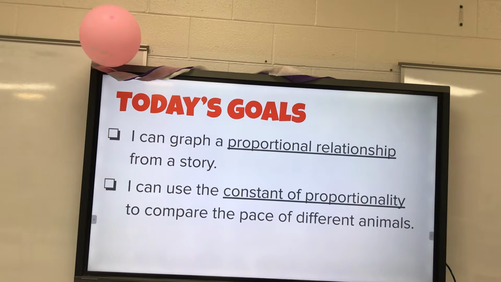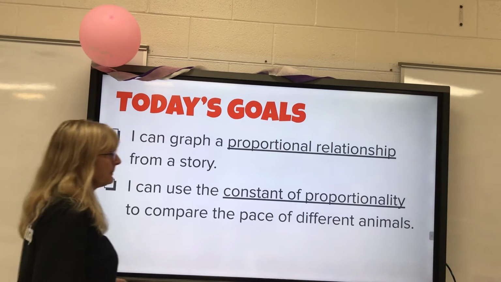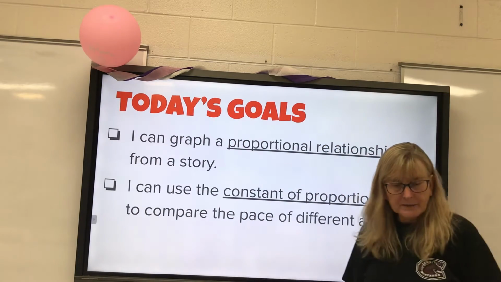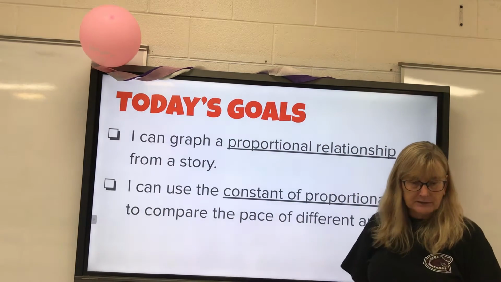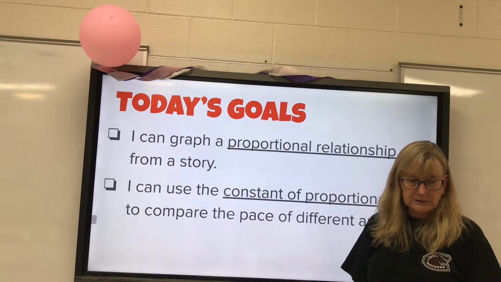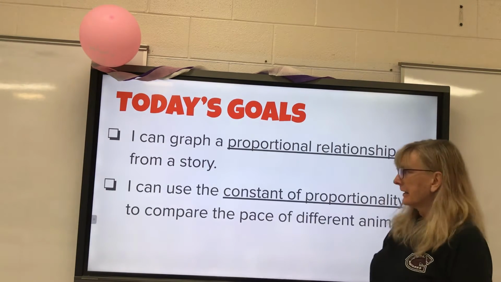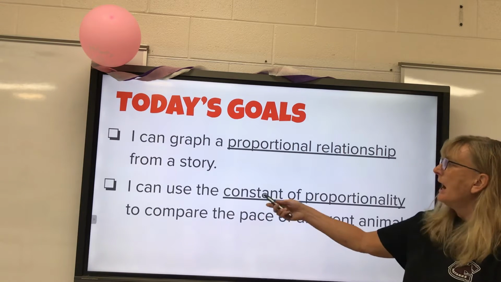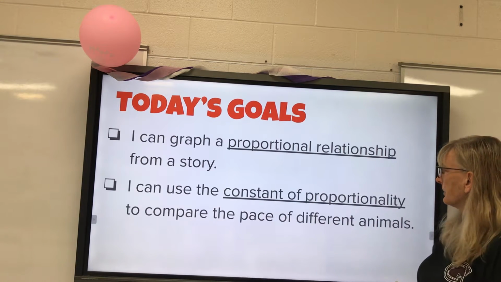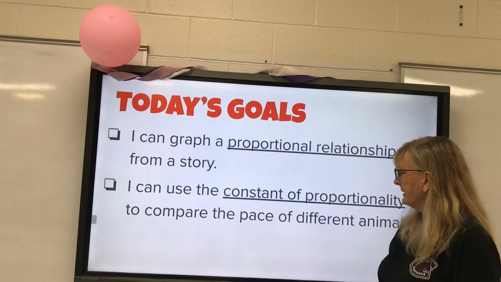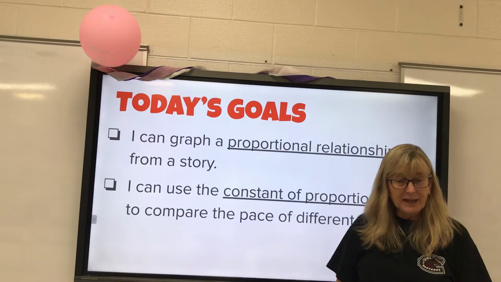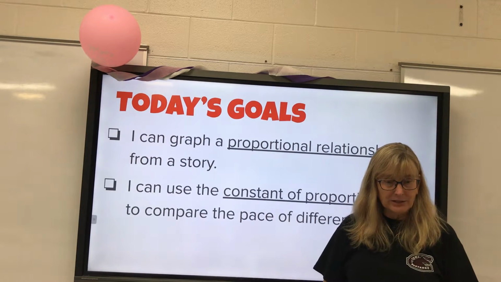There we go. Okay. What does a graph that has a proportional relationship look like? Linear. It's linear. It goes through its origin. And it goes through the point of origin, okay? I can use the constant of proportionality to compare the pace of different animals. You did that with the ladybug and the ant, didn't you?